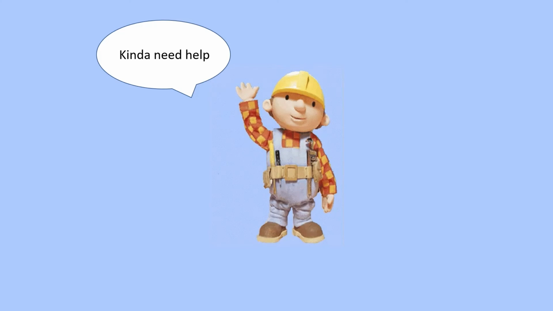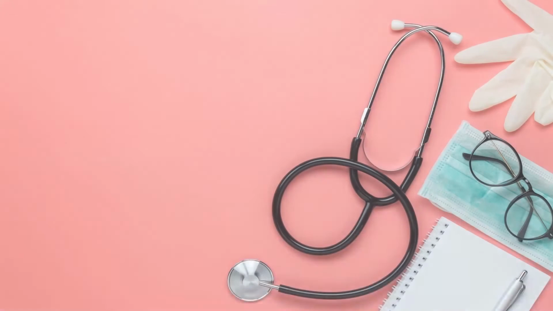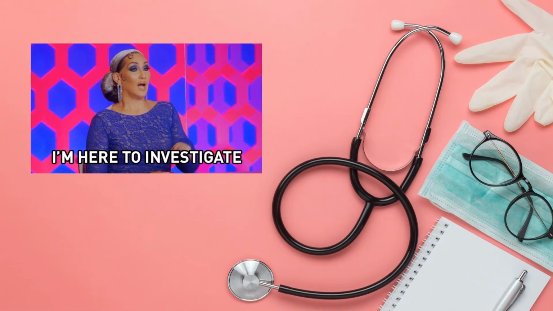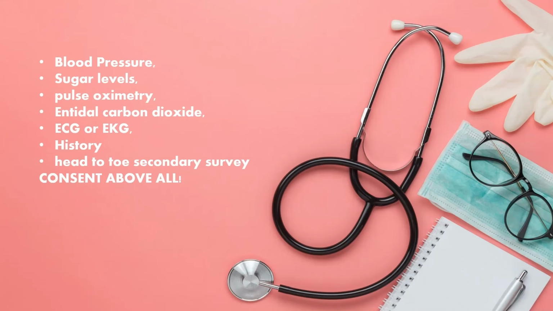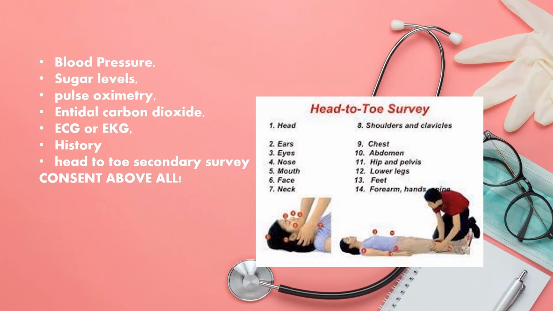To figure it out, do additional investigations, for example, check his vital signs like blood pressure, sugar levels, pulse oximetry, end-tidal carbon dioxide, ECG or EKG, take a history, and do a head-to-toe secondary survey, which pretty much you start at the head, checking for any pain or tenderness, any sign of infection, burns or swelling or rashes, palpating their skin in order to pinpoint an injury or abnormality. But again, consent above all. Ask them if it's okay. Some people may not like it.